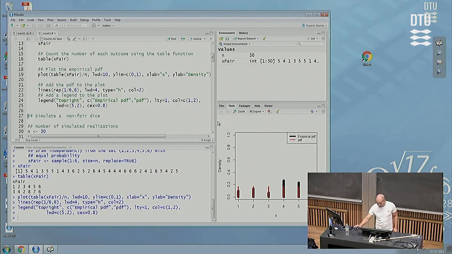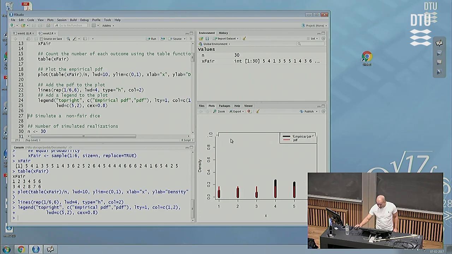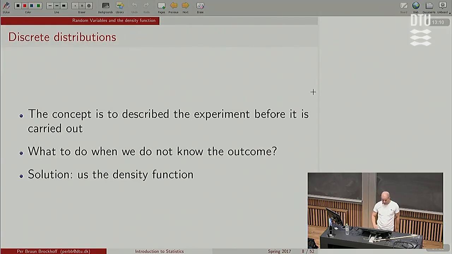Look at what I've added to the plot now. I've added some red bars. Can you recognize those red bars? I call it the PDF, the probability density function. That's the fancy name for the number 1/6 in this case, because that's the underlying long-term probability for getting a 1 and also a 2 and also a 3. That's the 1/6. So that's what we're formally defining in the slides now.